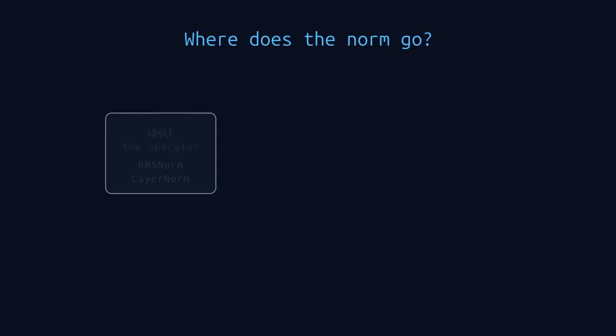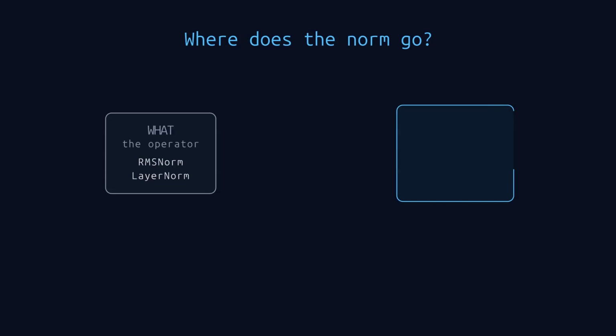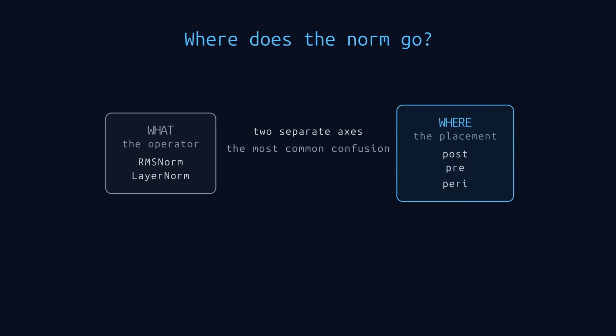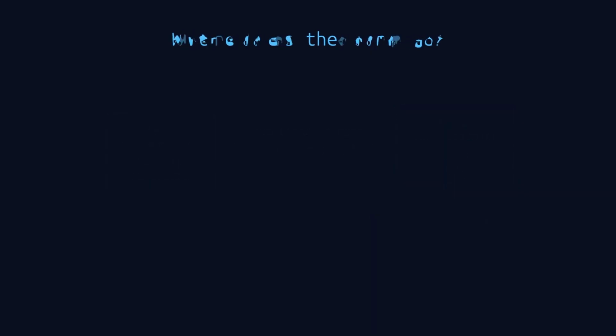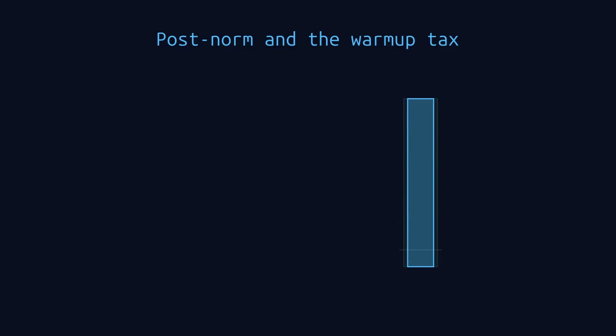So far, we've only talked about what the norm is. Now the second, completely separate question. Where does it go? This is a different axis entirely, and conflating the two is the single most common confusion about normalization. The original transformer put the norm after the residual add. You take the input, add the sublayer's output, and normalize the sum. This keeps the activations bounded, which is good, but it has a nasty side effect at initialization.